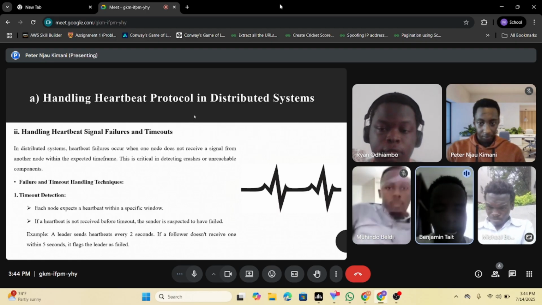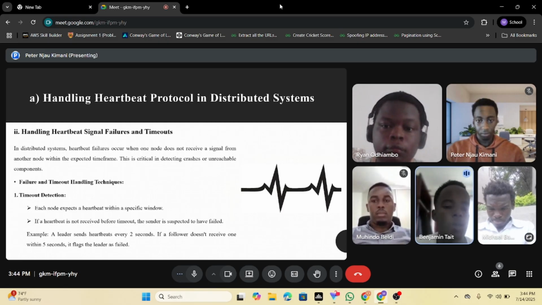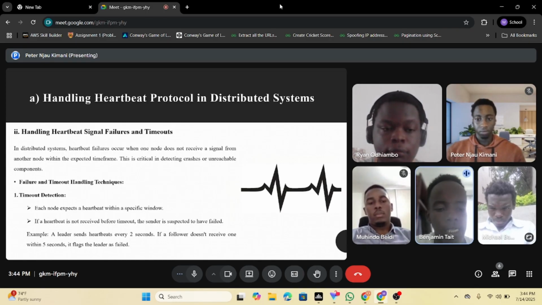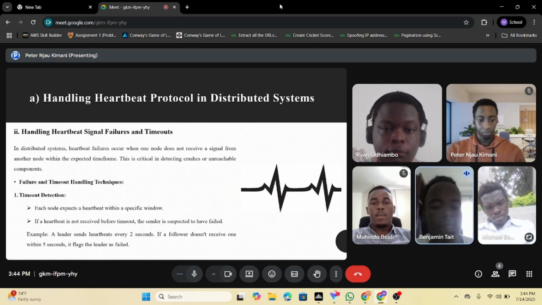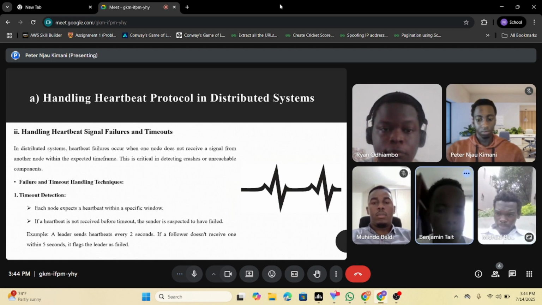So if a server is to send a heartbeat every 10 seconds, and now we don't receive that heartbeat, then that server is considered to have failed. An example is a leader that sends heartbeats every 2 seconds. If a follower does not receive one within 5 seconds, it flags the leader as failed. Okay, next slide.